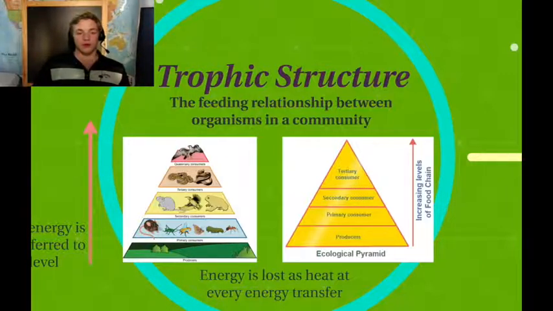Here we have two pyramids. One has examples of different organisms and their respective trophic levels, and the other is a fairly basic explanation of the different levels and the energy transfer. So when we go from a lower level to a higher level, there is a transfer of energy, and it's about 10% of the energy from the previous level, and the other 90% is lost as heat, as we can see.